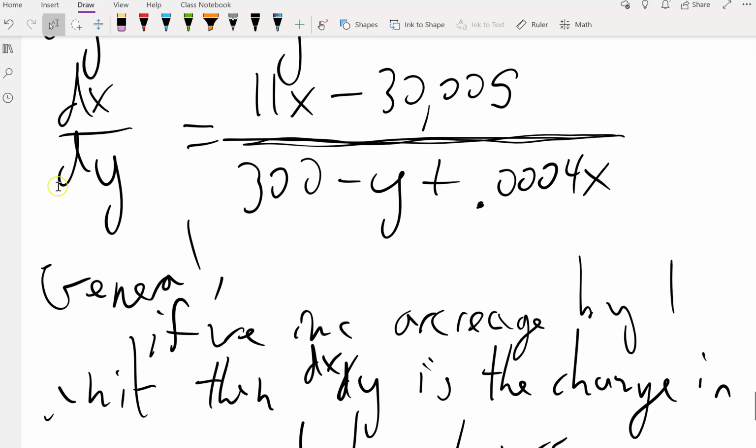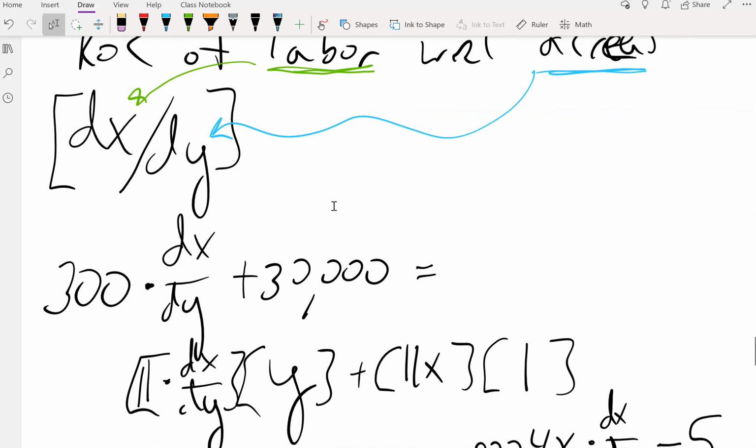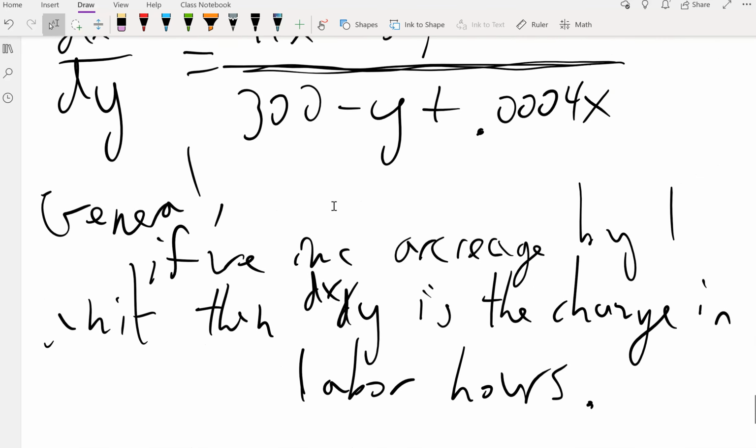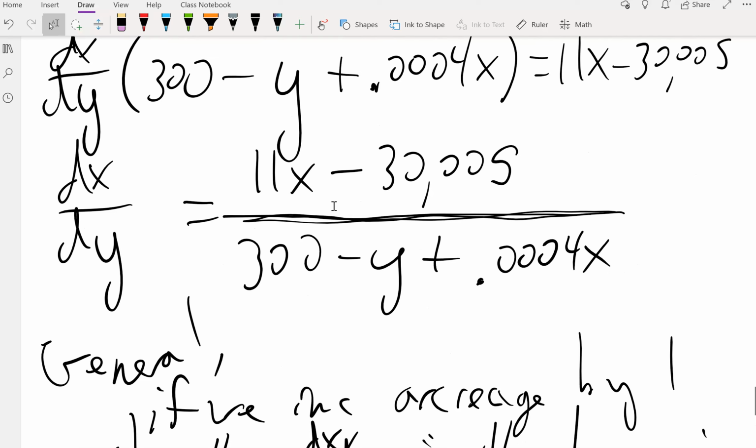That's really what the derivative tells me again: if we increase acreage, because that's what y is, by 1 unit, this whole fraction tells me what's going to happen to the change in labor hours. Again, a great example of how the derivative can really help us in a management type of situation. Labor hours is a very important topic in management: how many labor hours do we need? And so having this equation right here, that's a beautiful equation.